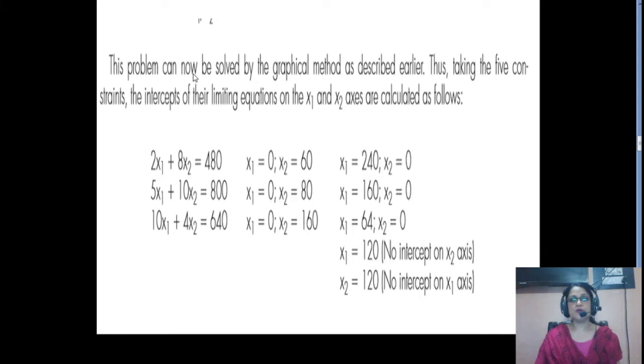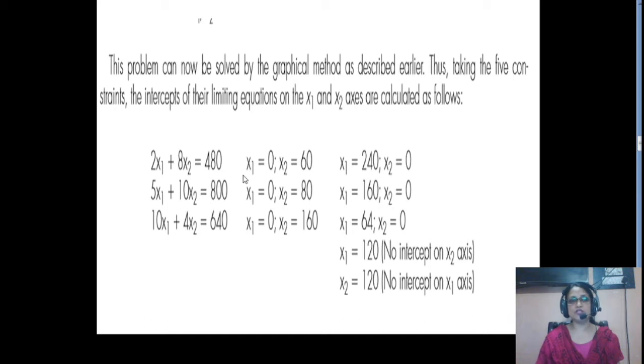Now, this problem can be solved by the graphical method as described earlier. See, in the previous question also I have explained to you how to find out the extreme points. Since these are strict inequalities, we can easily find out the extreme points, and these extreme points are joined together to find out a straight line, right?